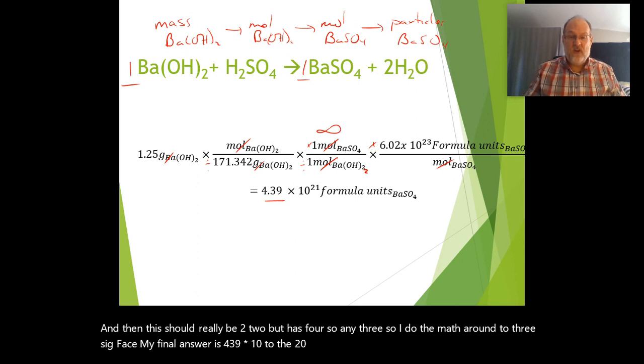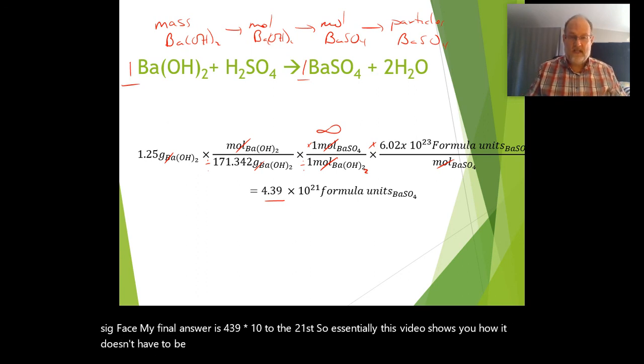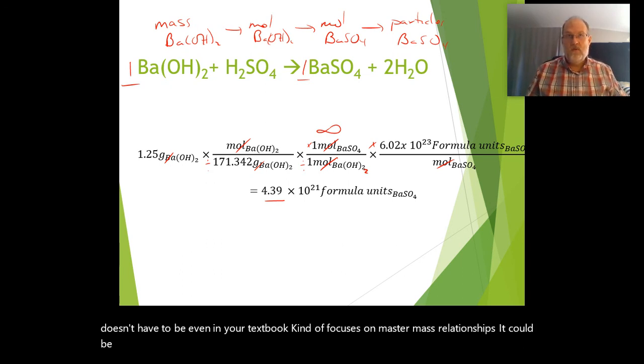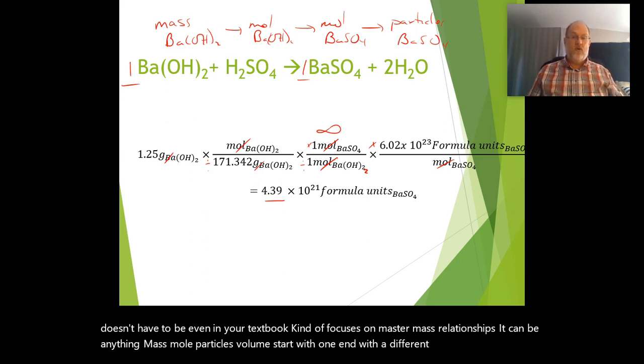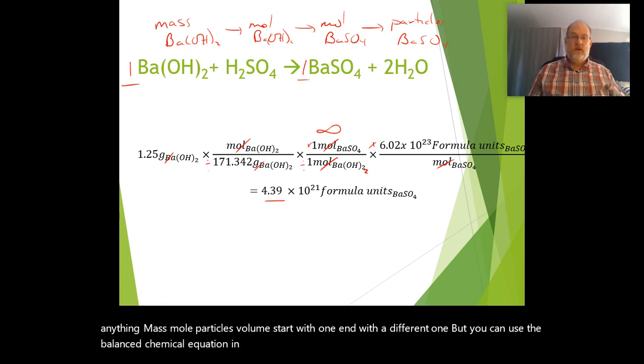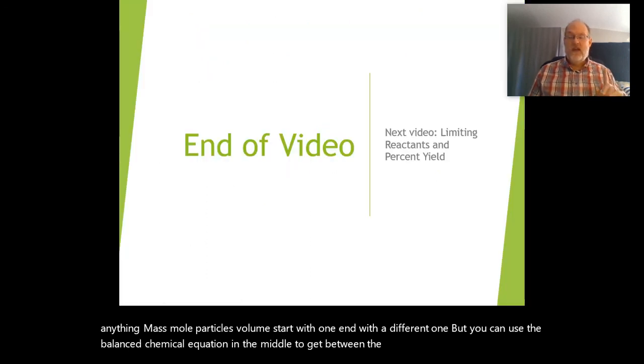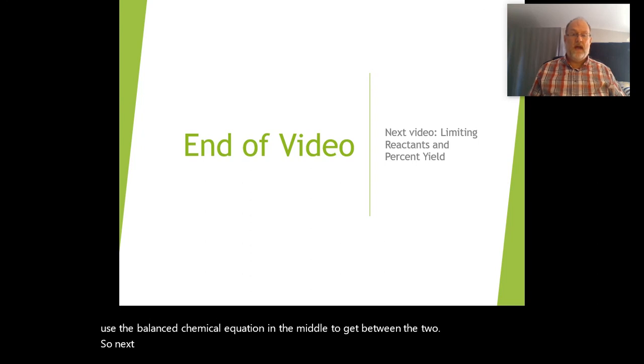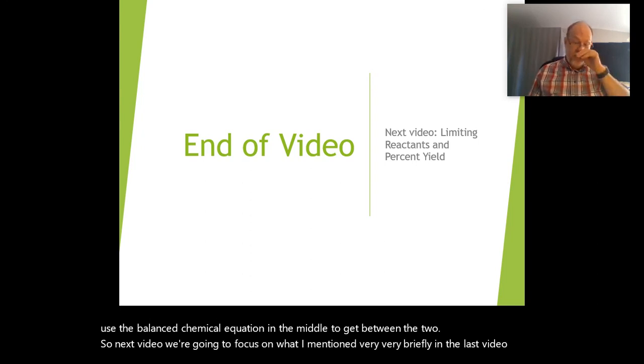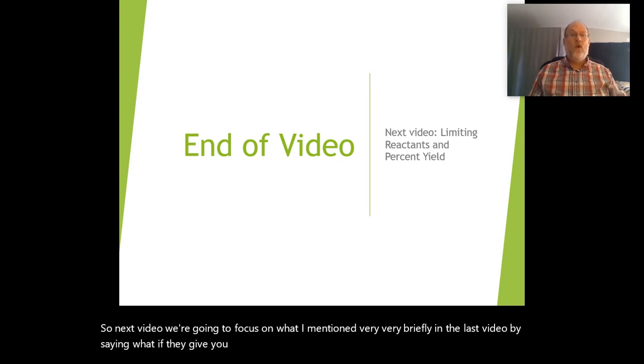So essentially this video shows you how, even though your textbook kind of focuses on mass to mass relationships, it can be anything. Mass, mole, particles, volume, start with one, end with a different one, but you can use the balanced chemical equation in the middle to get between the two. So next video, we're going to focus on what I mentioned very briefly in the last video: what if they give you information about more than just one substance? What do you do then?